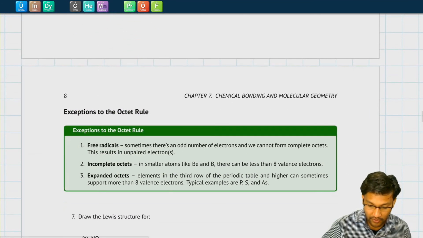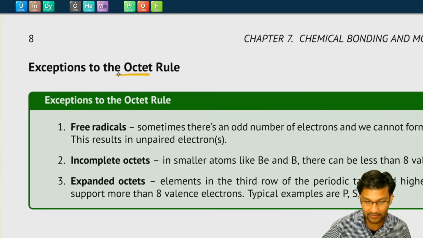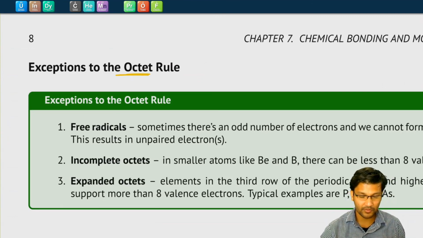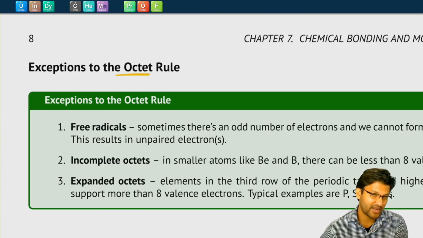In the next video, we're going to talk about situations where that octet rule that we talked about, where things want to have 8 electrons, starts to break down.